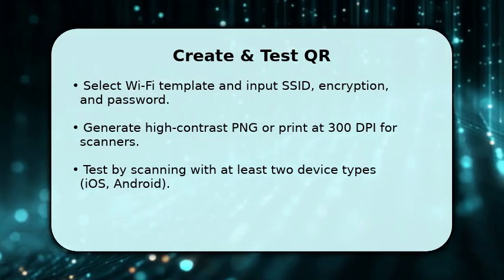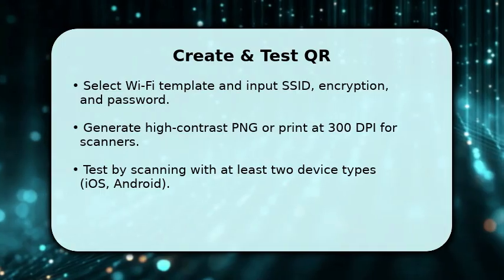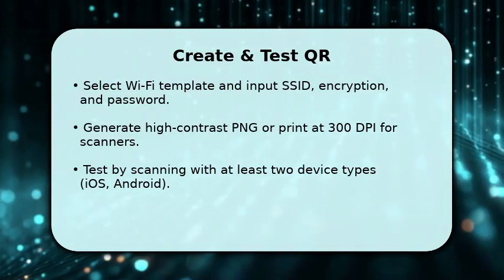Export the code as a high-contrast PNG or print at 300 dpi. Low-contrast or tiny codes don't scan.